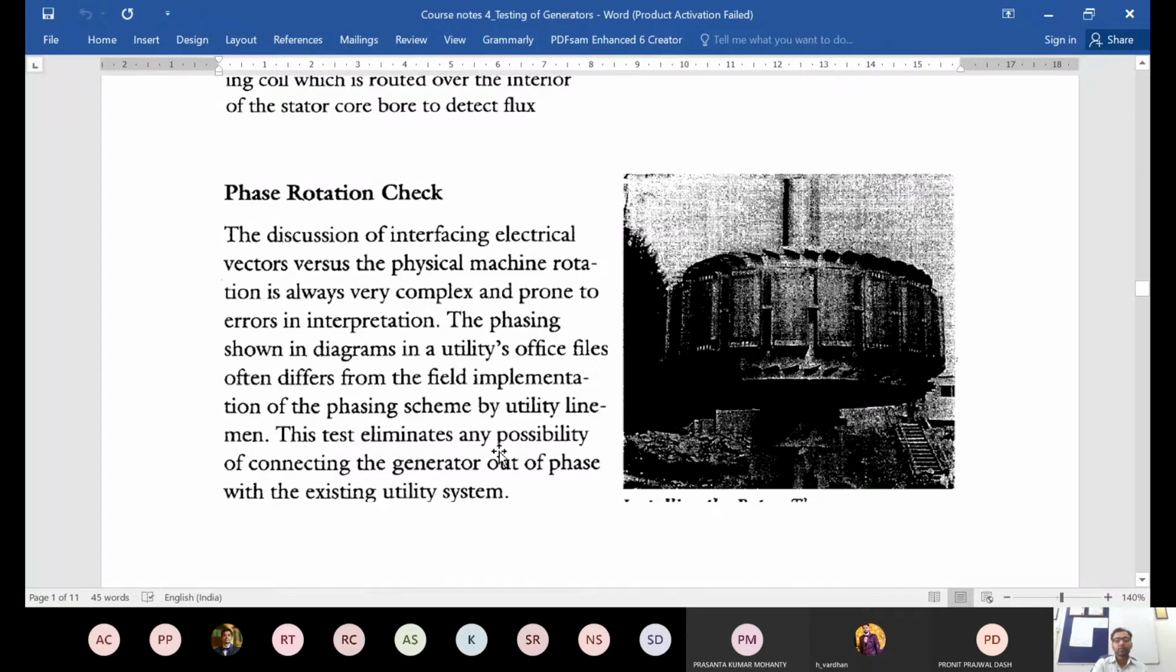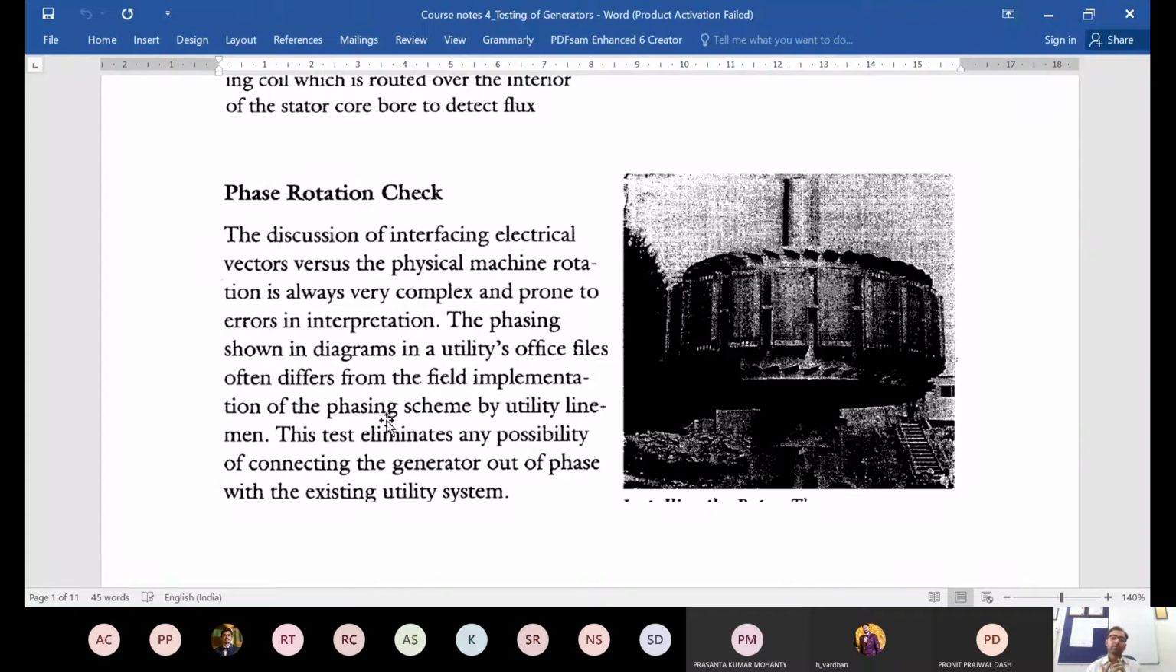So this test eliminates any possibility of connecting the generator out of phase with the existing utility system. Basically, as you can understand, it's a three-phase winding. In the stator core there will be only three phases, but these three phases will be composed of a very large number of windings. So what is the sequence of winding, and has it been wound in the proper fashion or not?